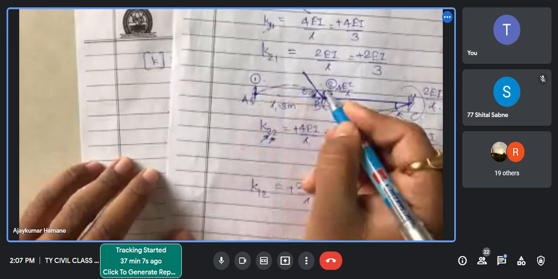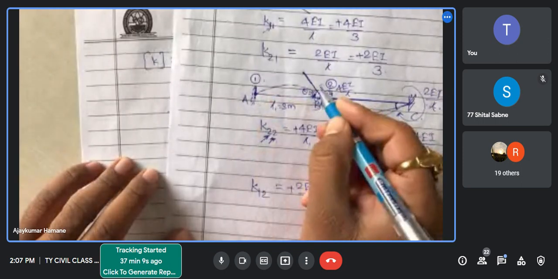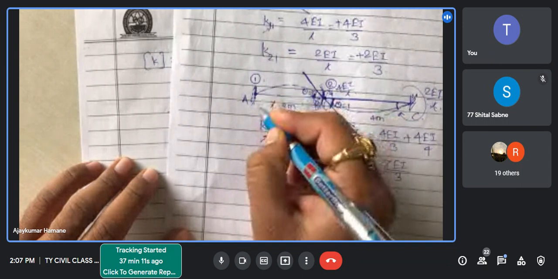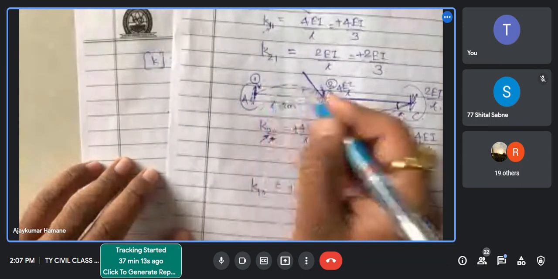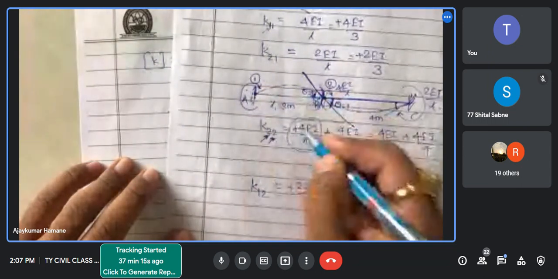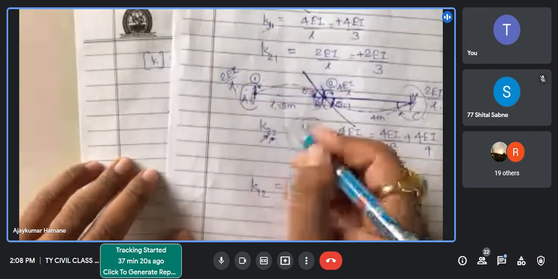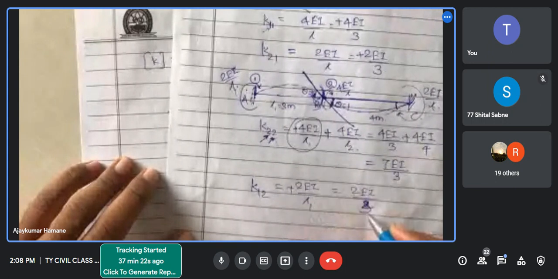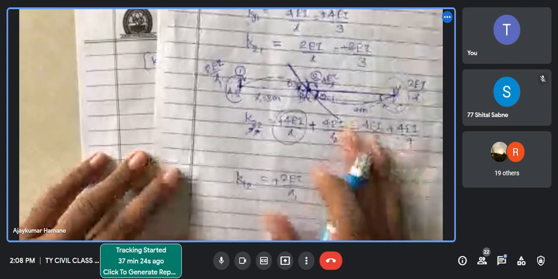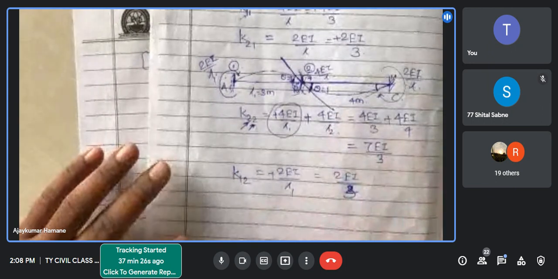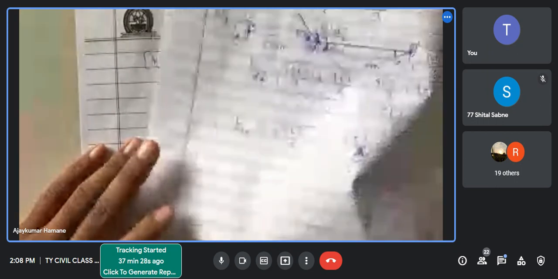So at coordinate 1, this is clockwise, so here also clockwise. So half of that one is 2 EI by L1. L1 is 3, so 2 EI by 3. Okay students?